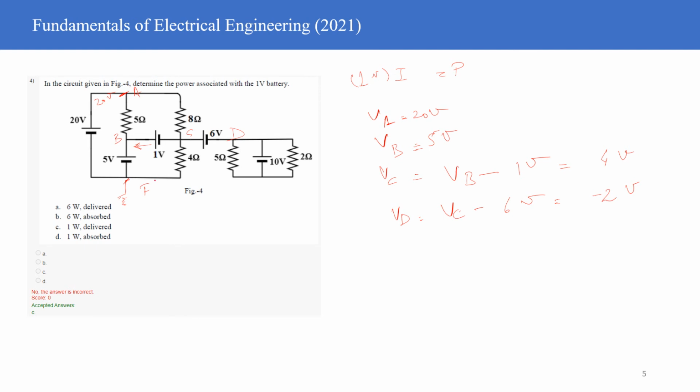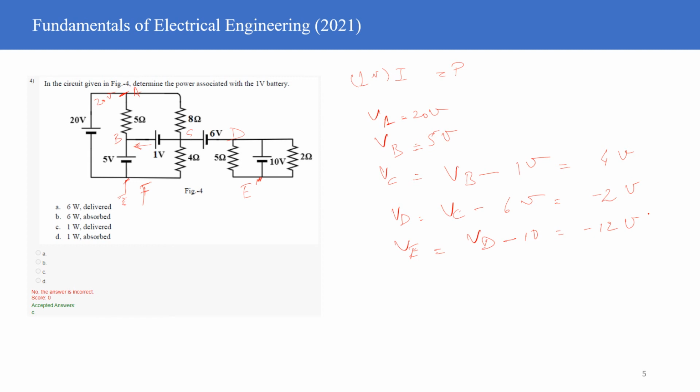Of course, when I'm writing VD, it's with respect to this particular point, right? So everything is with respect to it. So if this is VD, then this particular node, let me call it ABCDE, because I've taken this to be F, then VE will be equal to VD minus 10 volt, which is minus 12 volt. So I have all the potentials with me at the different nodes.